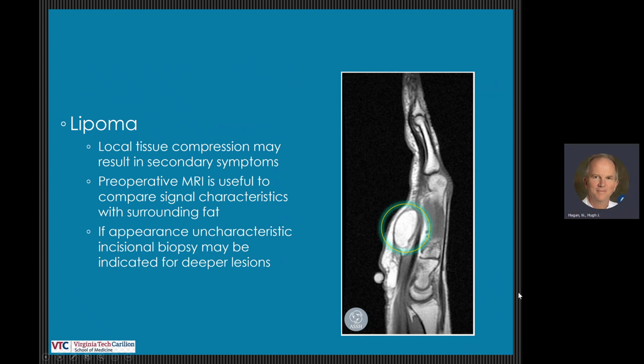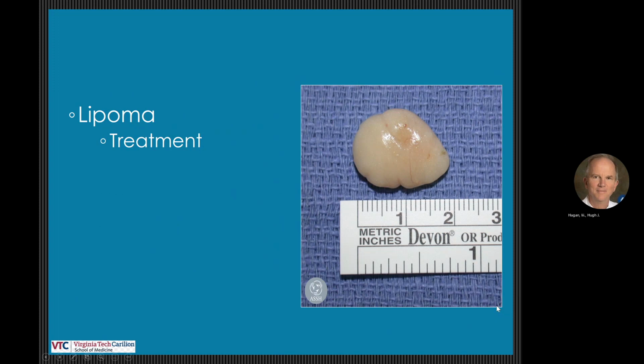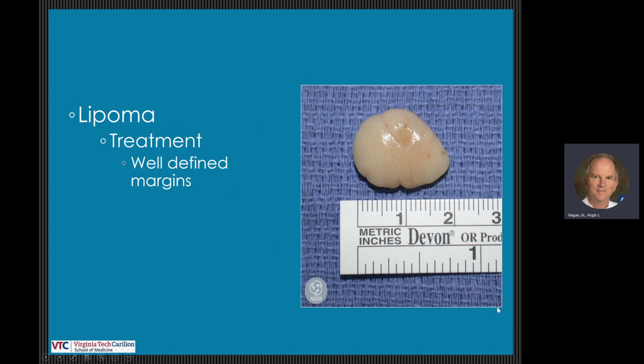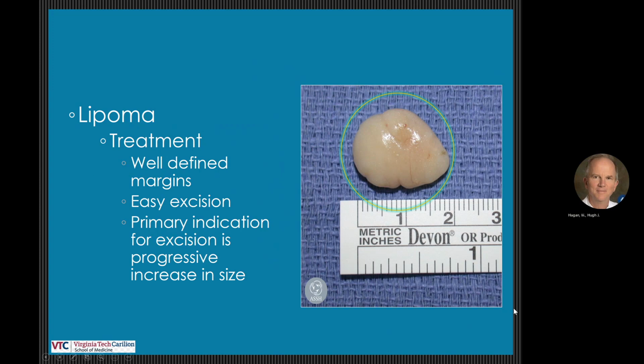If the appearance on MRI is uncharacteristic, an incisional biopsy may be necessary for deeper lesions. I've seen some very large lipomas in the arm that behaved in a somewhat scary fashion, but these turned out to be benign in most cases. They can be any size, but generally they have well-defined margins, very discrete. They're generally easy to excise depending on their location. And the primary indication for excision is usually just progressive growth or functional impairment due to location.